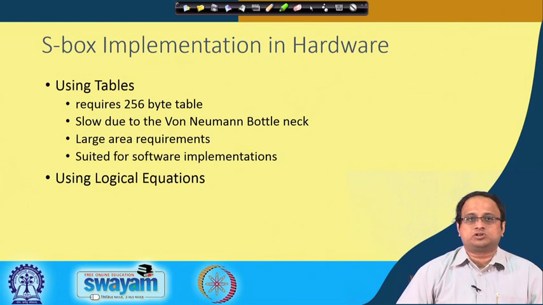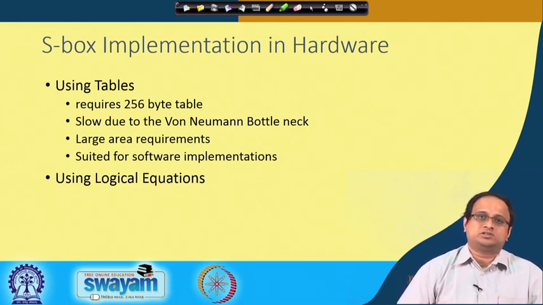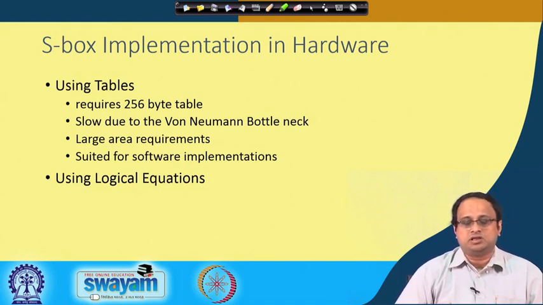But this design would be slow due to what is called the von Neumann bottleneck. If you remember, I told you in the first class that there is a big gap between the processing speed that your CPU enjoys and the memory access time, because the memory access time is inherently much slower compared to your CPU processing delay. That is why we have what is called the memory wall. Therefore, if you do the SBox in memory, you are always constrained by the memory access delay, and your design becomes slow.